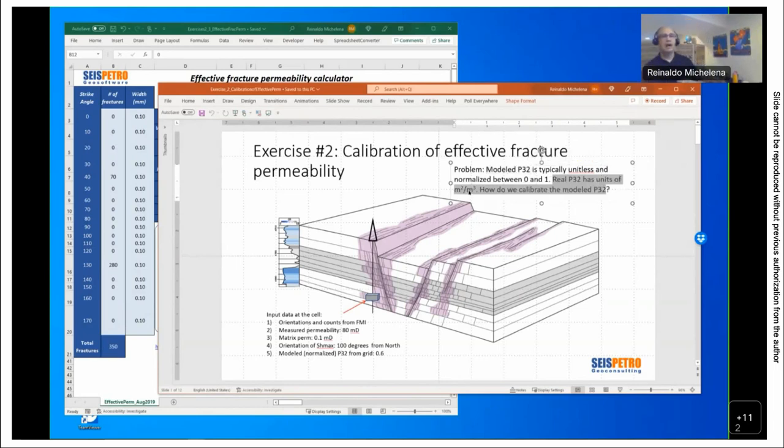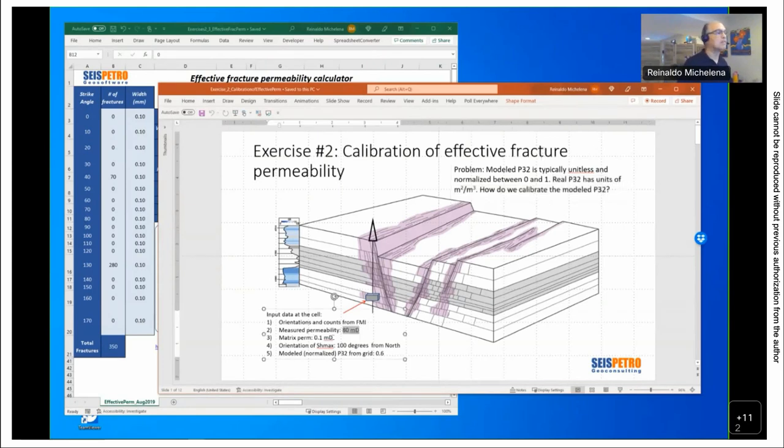So before we use these P32s that we are estimating, we need to convert them to the real units. Here is a model that we built, and we have one cell. We're going to do this exercise only in one cell of the model. In this cell, we have the orientation and counts from, let's say, FMI data. That's the input data. We have a measured permeability of, let's say, 80 millidarcies, matrix permeability of 0.1 millidarcies, and the orientation of SHmax that is 100 degrees from north.